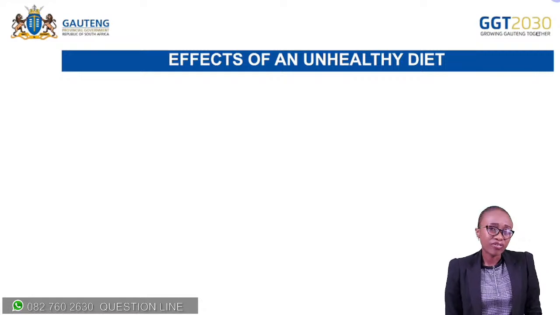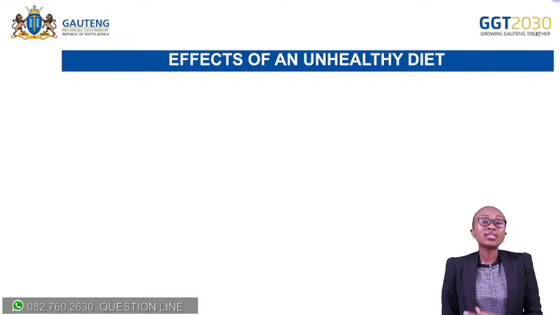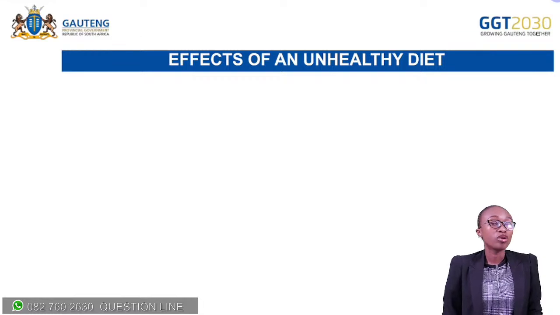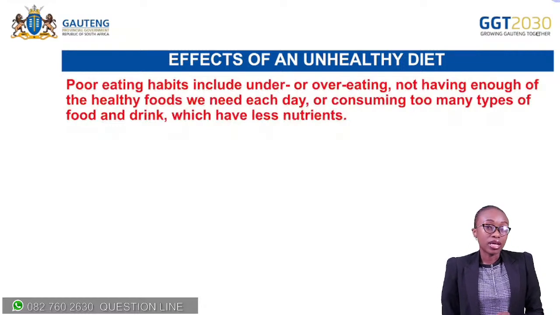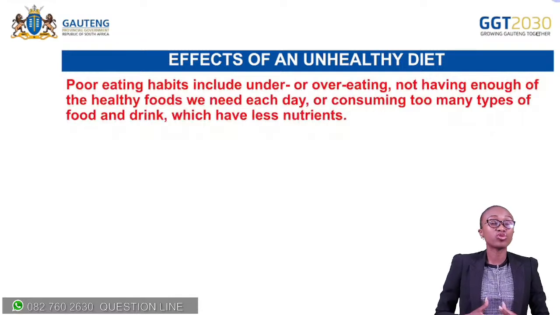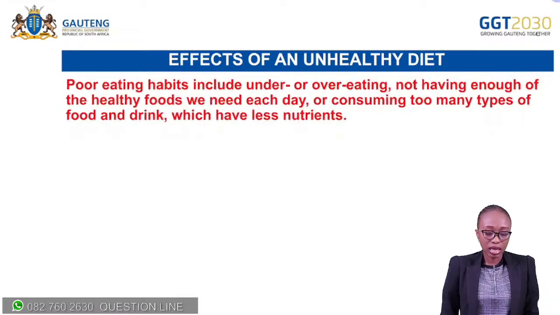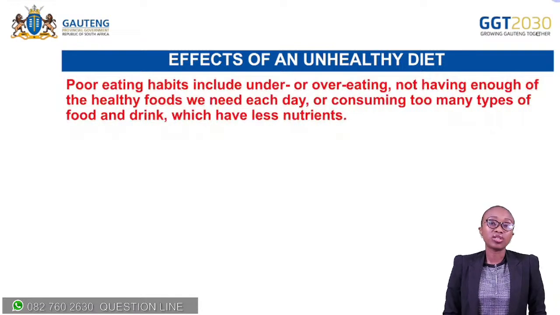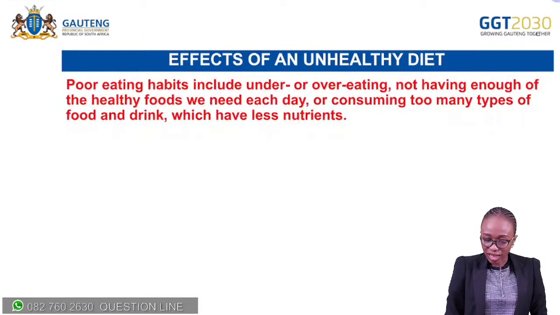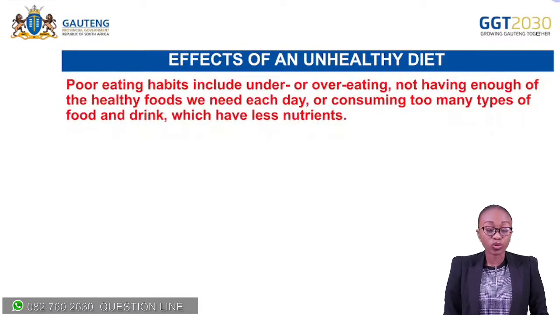Let's move on to effects of an unhealthy diet. So what does eating these unhealthy foods do to us? What are their effects? Poor eating includes under eating, that is eating one meal a day. You should make sure you eat your 3 meals a day, your breakfast, your lunch, and your supper. So under eating is a poor eating habit. Overeating is also a poor eating habit, where you're eating 10 meals a day. And then also not having enough of the healthy foods we need each day.